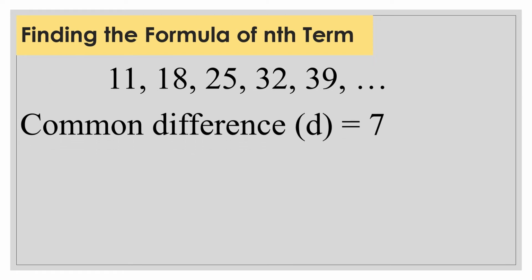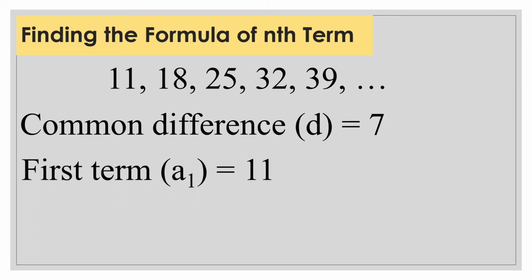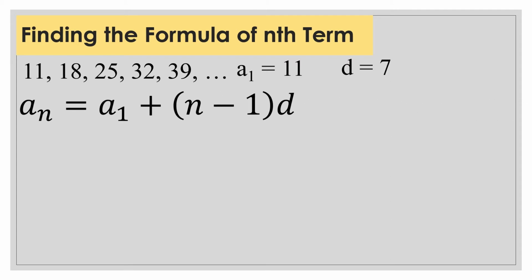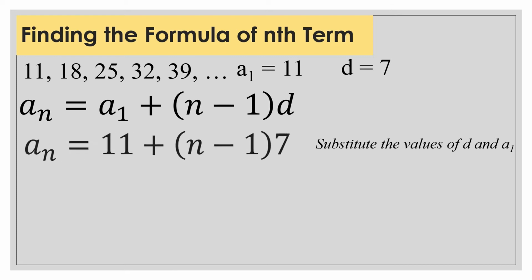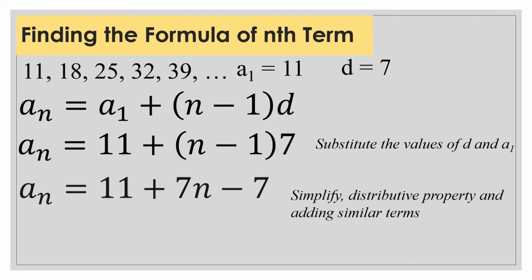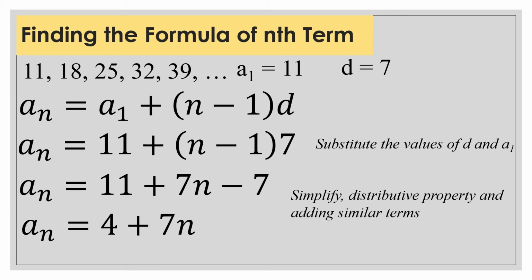So we have common difference 7. The first term is 11. We can now use these two to find the formula of the nth term. By substituting the values of common difference d and the first term into the formula, simplifying it using the distributive property and adding similar terms, our formula for the nth term is 4 plus 7 multiplied by n.